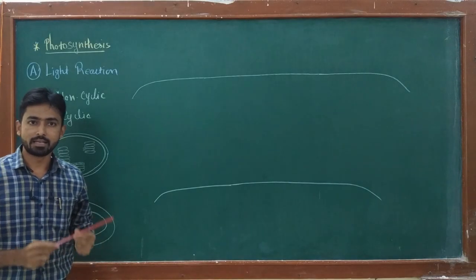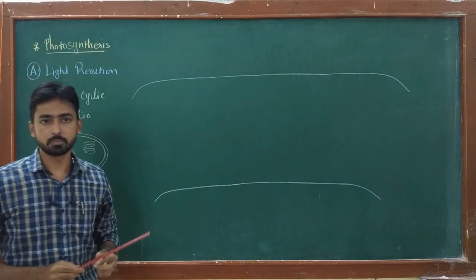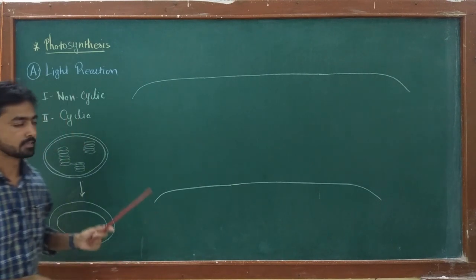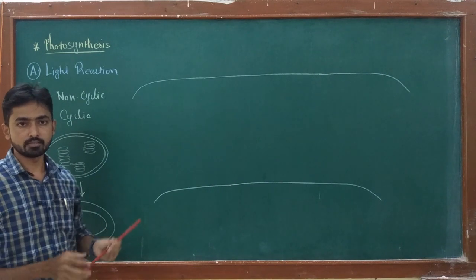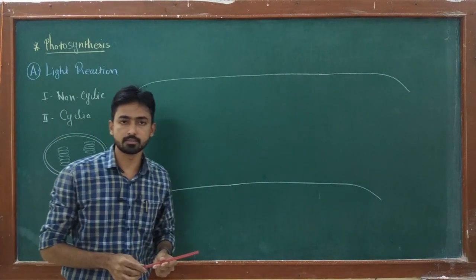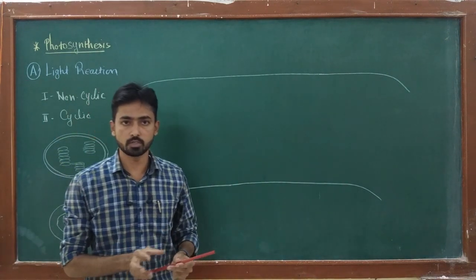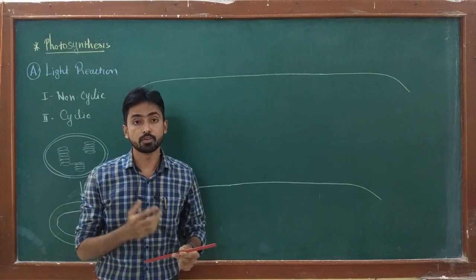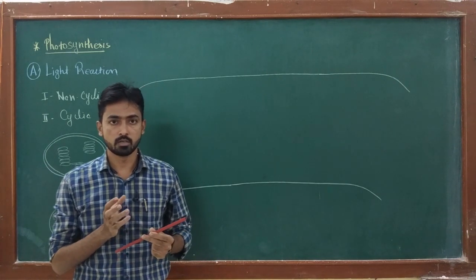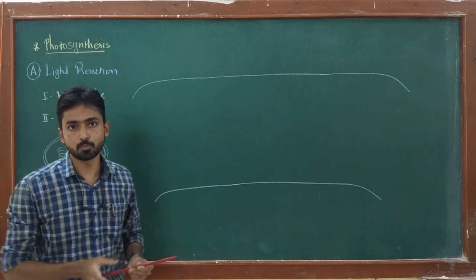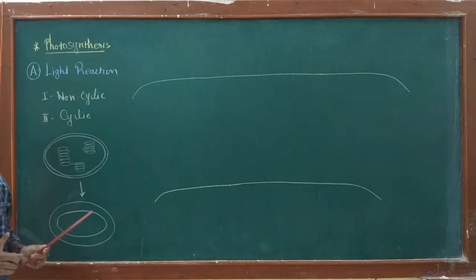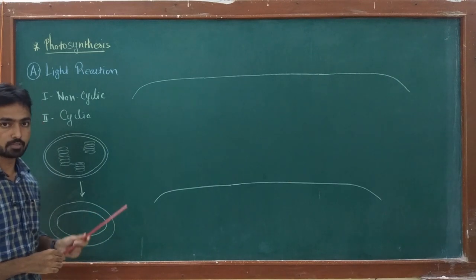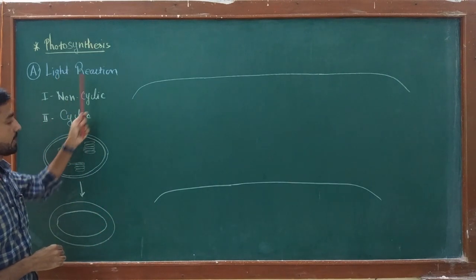Hello friends, in this video I am going to focus on the first reaction of photosynthesis, that is the light reaction. In my previous video I discussed the concept of photosynthesis, the site where photosynthesis occurs, that is the chloroplast, and the different pigments of the plant involved in the process of photosynthesis. In this video I am particularly focused on the first and important reaction of photosynthesis, which is the light reaction.